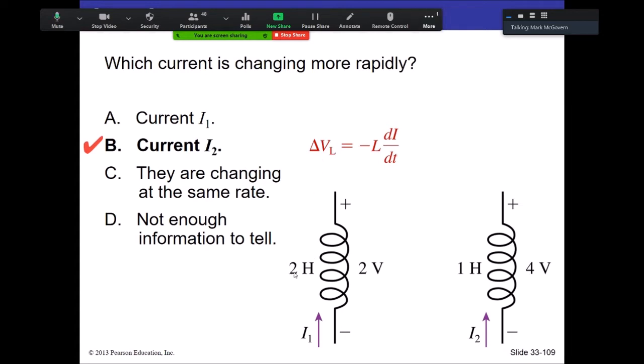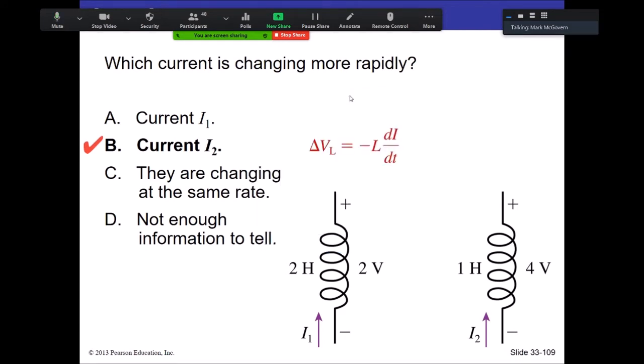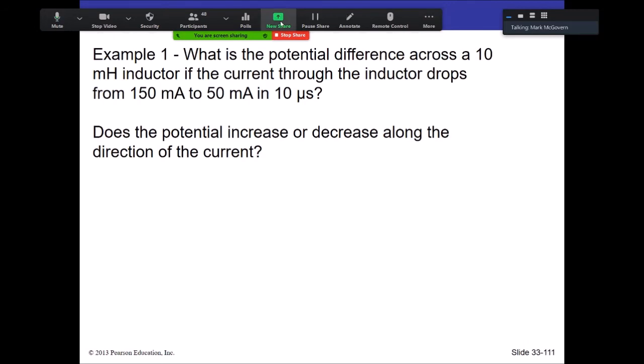So the 2 henry and the 1 henry, that's the value of the inductance, right? Mu naught n squared A over L. However these are made determines the value for L. But given these potential differences, the larger potential difference for the smaller inductance gives you a bigger current change. All right, good stuff. Let's do a problem.